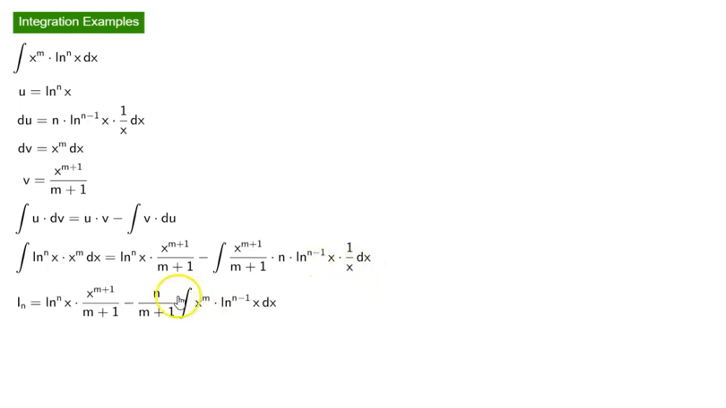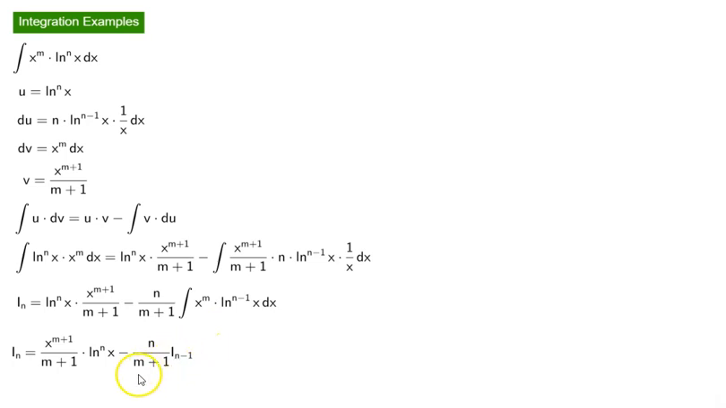Let's simplify this. First term is okay. Minus. Now, the second term, n is a constant, m plus 1 is a constant. So, we take it out of the integral. N by m plus 1 times the integral of x to the power of m plus 1, no? So, here in the denominator, we have x. So if you bring it up, it becomes m plus 1 minus 1, which is m, times natural log to the power of n minus 1 x dx. Here, the power of natural log of x is getting reduced.